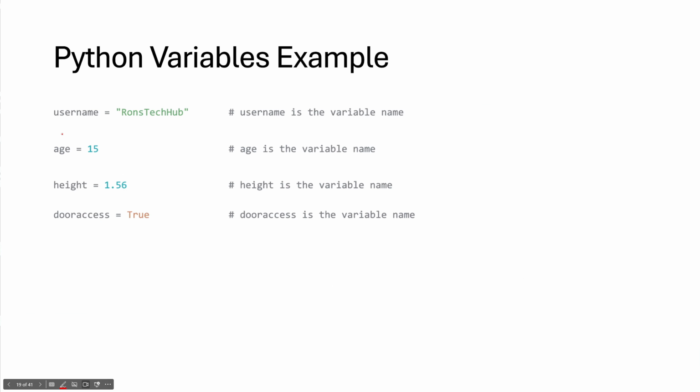Again, we've seen these before, but we probably haven't looked at them in great detail. So username is the name of the variable. The variable is always going to be on the left hand side, and this is the thing that describes the type of data we want to have. For example, here I have a username and I've said it's equal to RonsTechHub. Age is the variable name, and this is the value of age, 15. Height is the variable name, 1.56 is the value. Door access is the variable name, and true is the value.